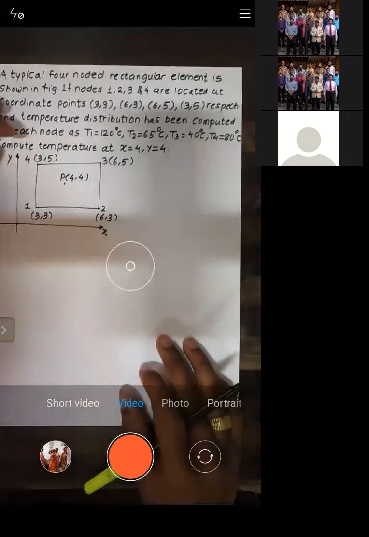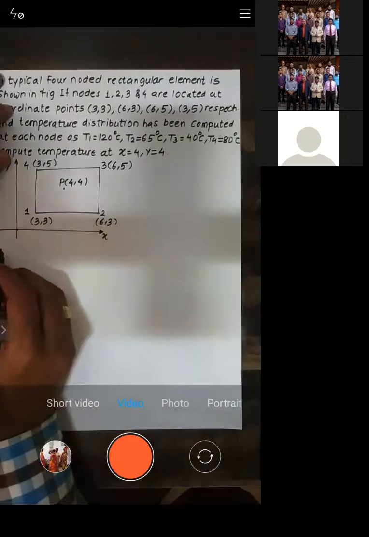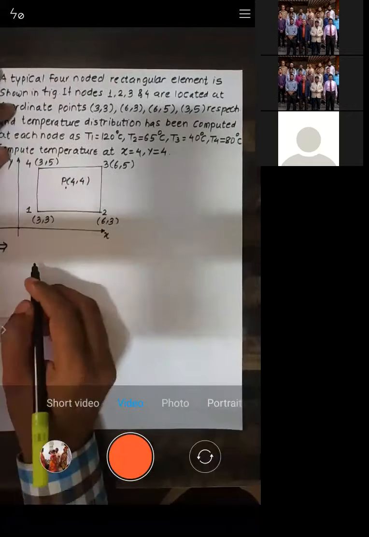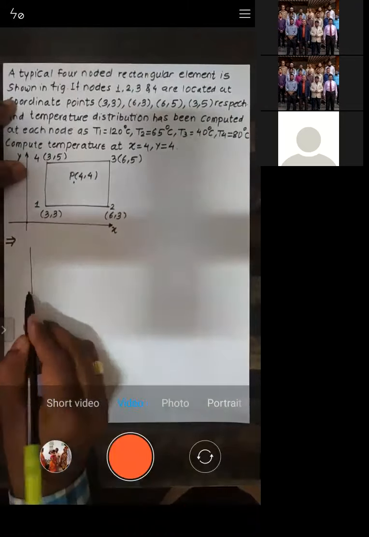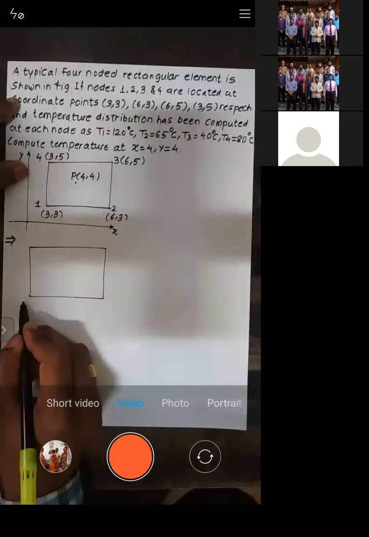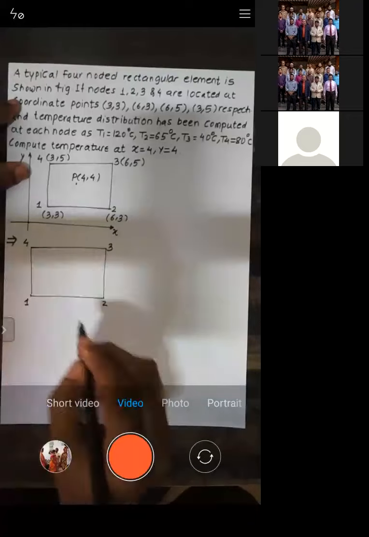So how will we do that? Can you tell how to do that? I will start. We need to convert this global into local. Let me write this down. This is node number 1, this is node number 2, this is node number 3, this is node number 4.